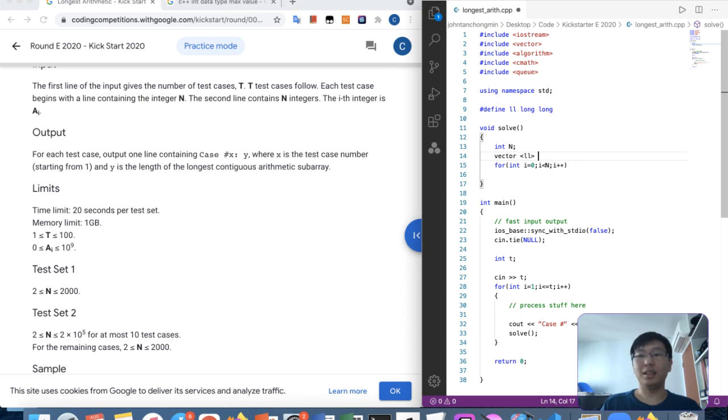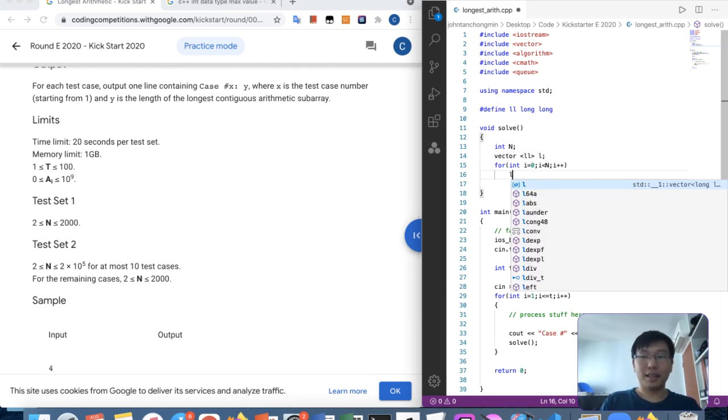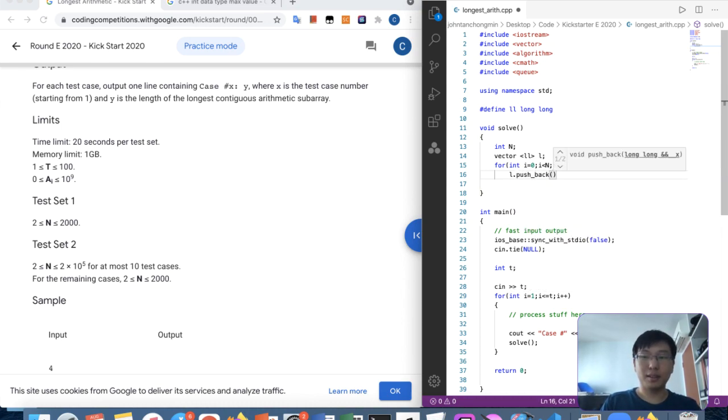The insertion time is linear. Reading time for vectors is also more or less linear because when the vector increases beyond a certain size, it reallocates itself, so it's fine. Okay, so vector, what do you call this array? No, let's call it L. Yeah, L for list. I just call it L. L dot push back. Okay, we push back our input.